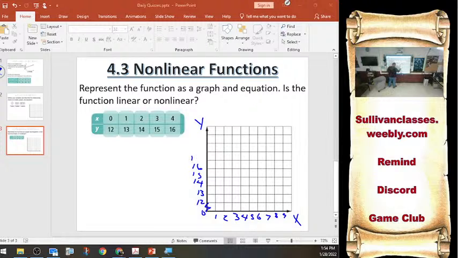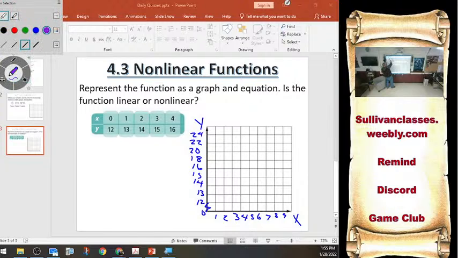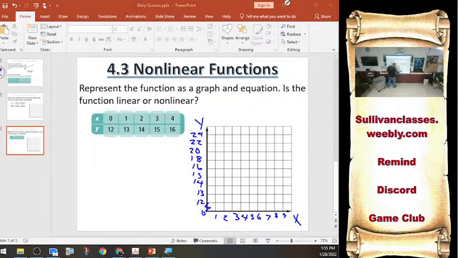What you got to make sure is, do you have it labeled? And then did you actually plot the points? Got 0, 12, 1, 13, 14, 15, 16. Okay, as a graph, check.